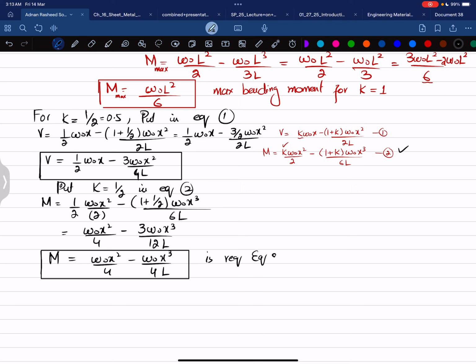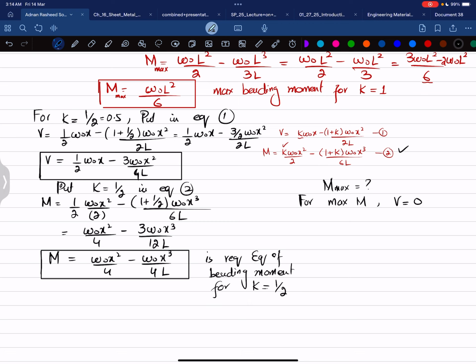Equation of bending moment for K is equal to 1 over 2. And the last thing is that we have to find maximum bending moment. So for maximum bending moment, we know that it will be maximum where shear force is equal to 0.